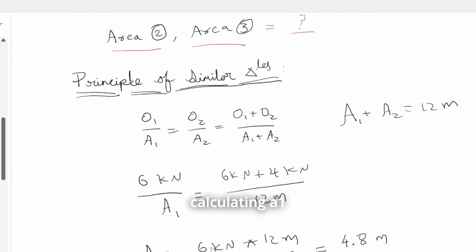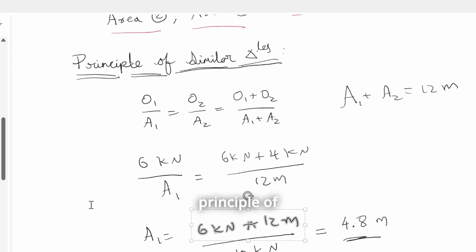So for calculating A1 and A2, we are going to use the principle of similar triangles, which is the sum of outer sides by sum of adjacent sides is equal to any individual outer side by any individual adjacent side of a specific triangle. Okay, O1 plus O2 by A1 plus A2 is equal to O1 by A1. That is the formula we will use for solving this.